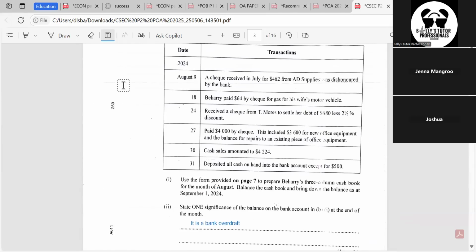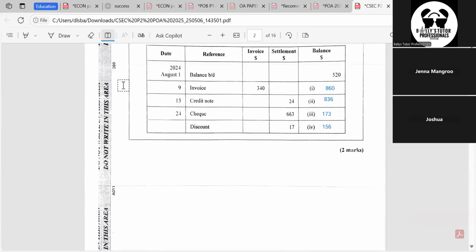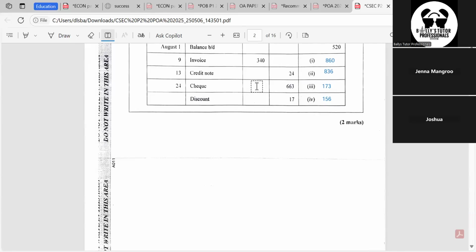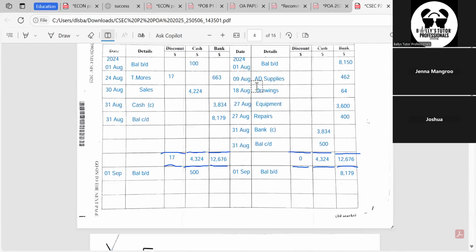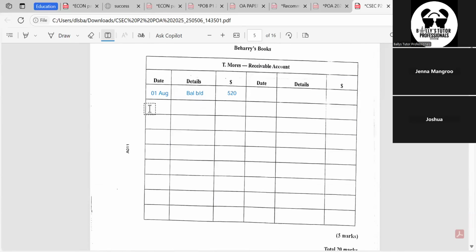Then he had an invoice at 340, which means we sold something to him on credit, right? And it increased how much he was owing. To the 9th of August, sales 340. Remember, he's a debtor account, which is an asset.